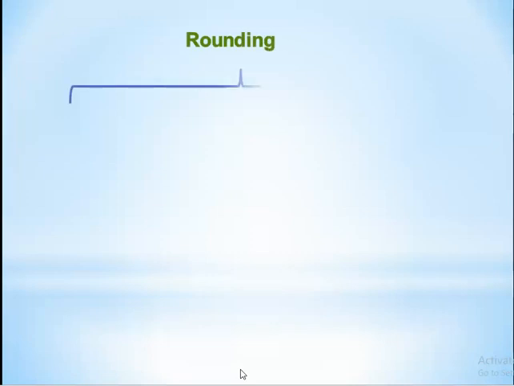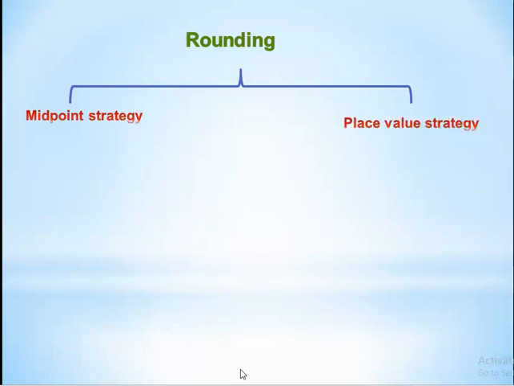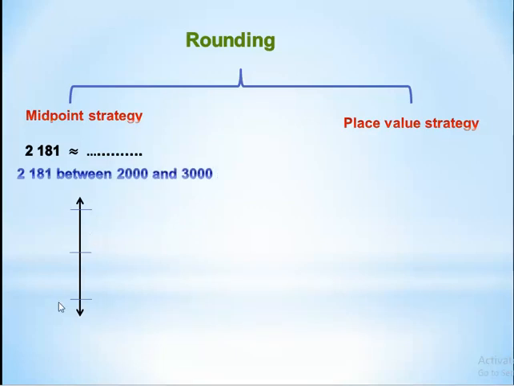Okay, rounding. We have two types of rounding. One of them we call the midpoint strategy, and the other is the place value strategy. Let's start with the midpoint strategy. If we have 2,181, we need to know the two numbers which 2,181 is between. Like, 2,181 is between 2,000 and 3,000. So we will start down from 2,000 and up from 3,000.